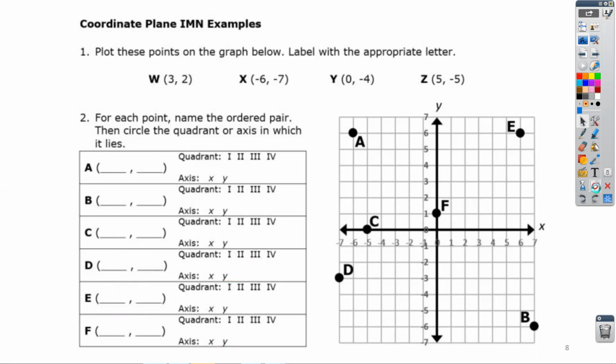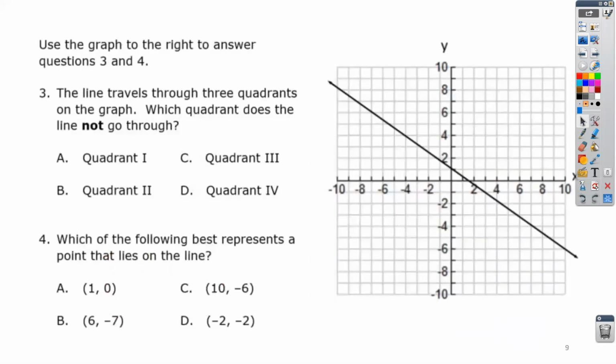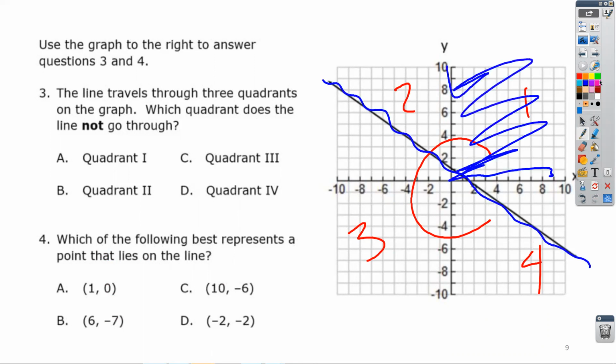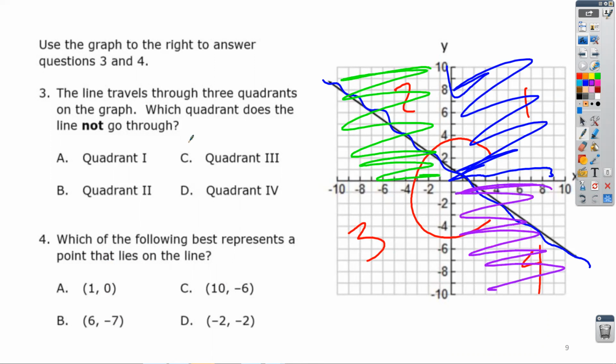All right, moving on to the next one. It says the line travels through 3 quadrants on the graph. Which quadrant does the line not go through? So this is where if I draw my C, this is 1, 2, 3, and 4. So it should be really easy to see that this line right here crosses through quadrant 1, 2, and 4. So it does not cross quadrant C.